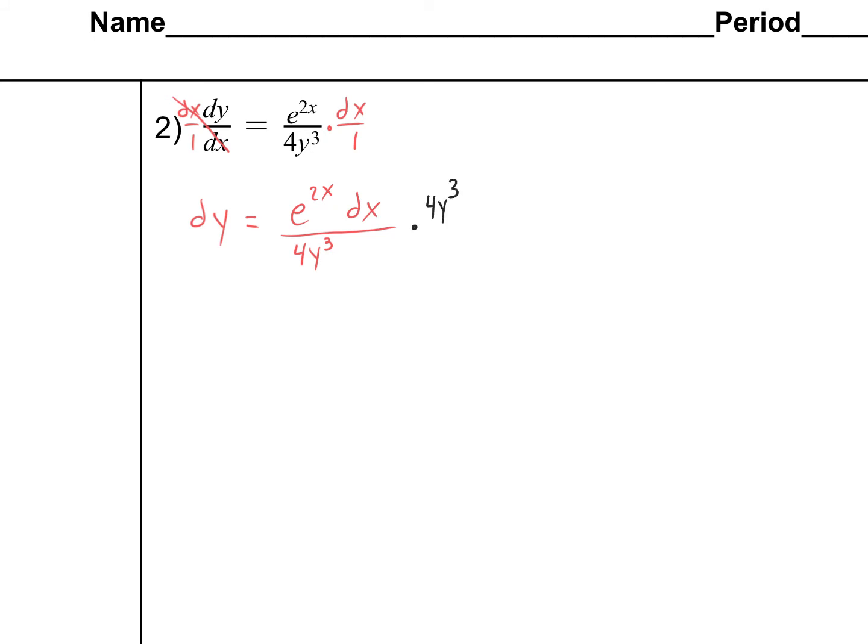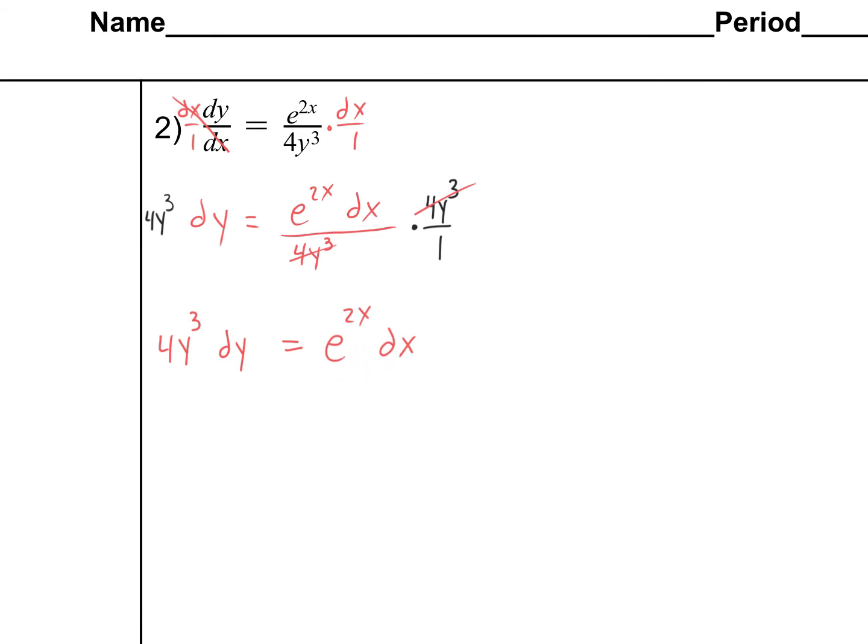4y to the third, and then 4y to the third. So now on the left, I have 4y to the third dy, and on the right, these cancel right here. This is over 1, and then you can see that these cancel, and I am left with e to the 2x dx. So that is my first step. Get all the terms with y in it. The y's and the dy's are on the left. The x's and dx's are on the right.